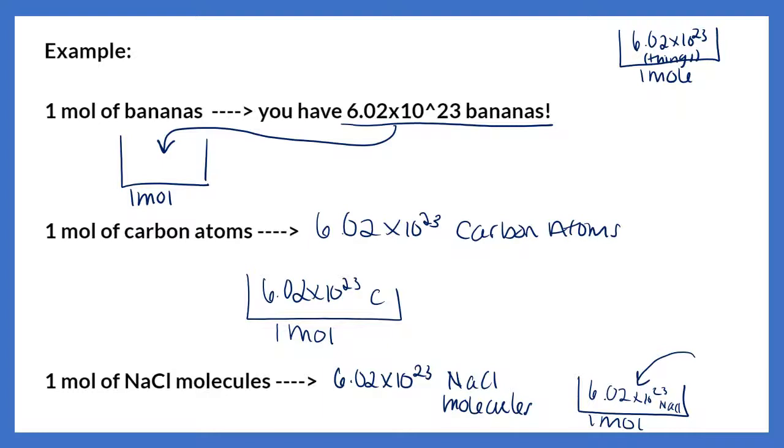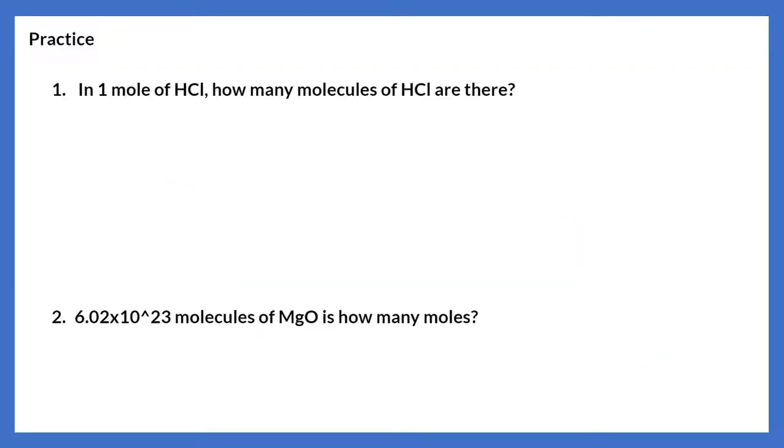As long as it is 6.02 times 10 to the 23rd, then it is a mole, okay? 6.02 times 10 to the 23rd. As long as it is that number, then we can call it a mole. Just like we can call a dozen or 12 a dozen, we can call 6.02 times 10 to the 23rd a mole. All right. So I want you to practice this.